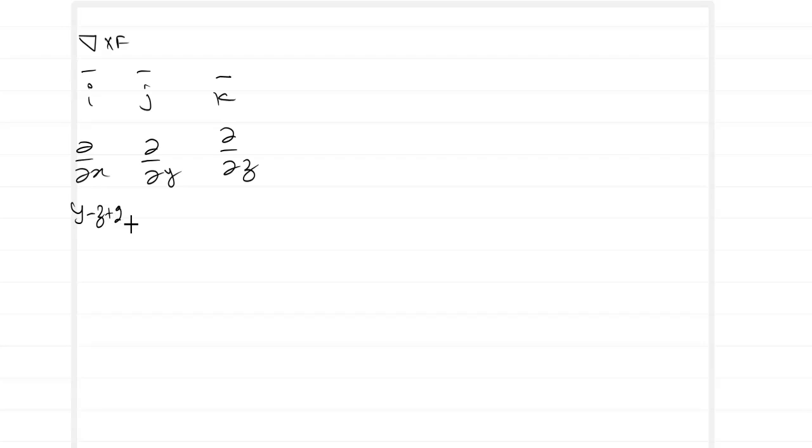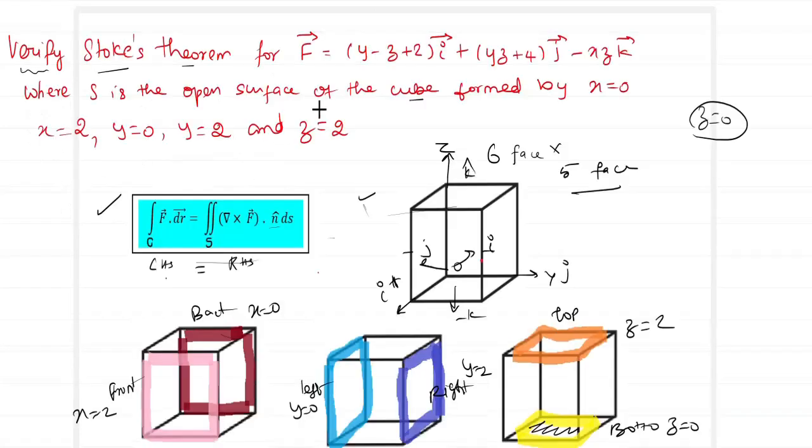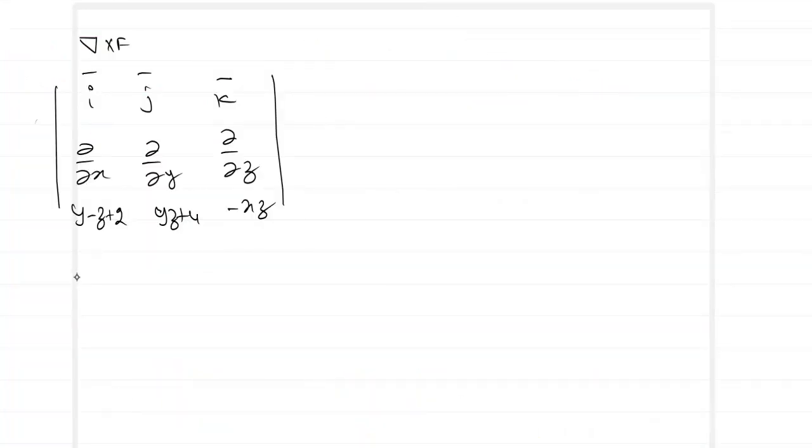So this is going to be the determinant with rows i, j, k, then del by del x, del by del y, del by del z. What is the value of F? The x component of F is y minus z plus 2, the y component is yz plus 4, and the z component is minus xz. So we are going to compute the 3 by 3 determinant. Copy your F: y minus z plus 2, yz plus 4, minus xz. Okay, so now you can evaluate the 3 by 3 determinant.